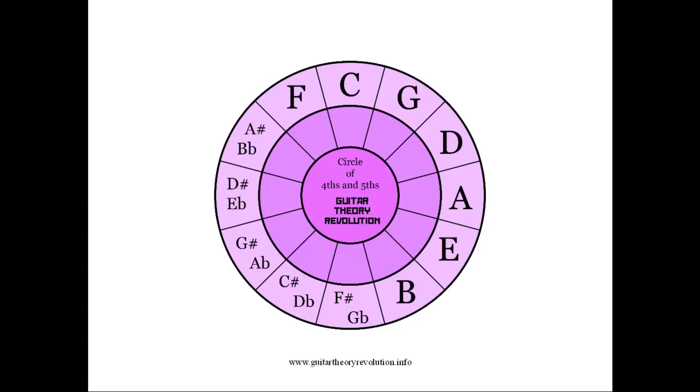So here is the diagram of the circle of fourths and fifths, which I introduced in the earlier presentations. Now, there are many things you can do with this diagram, and today I'm going to show you how it can help you find out the major scales for each key, and also how it can help you see how many sharps or flats are in each key, and how it can help you recognize key signatures.